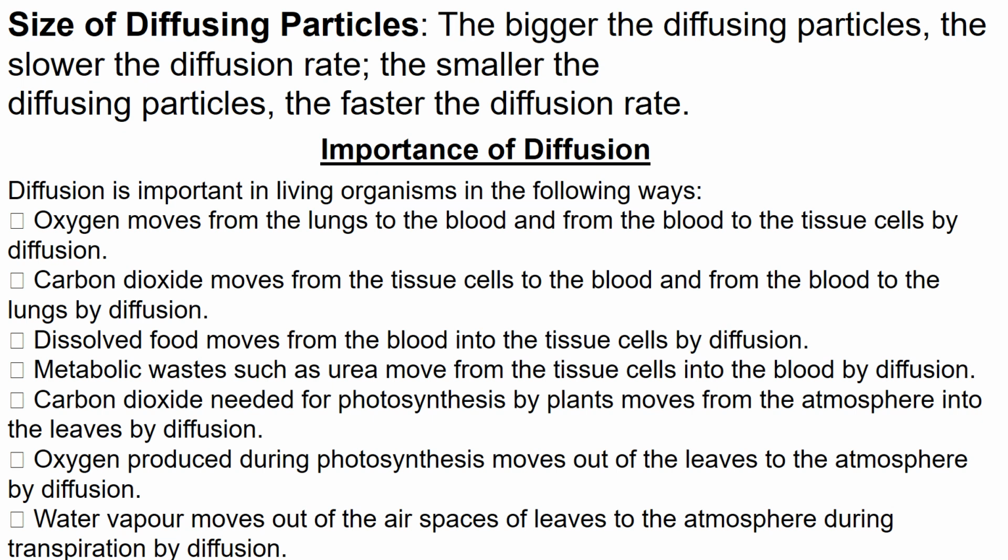Also, metabolic waste such as urea moves from the tissue cells into the blood by diffusion. Then we have carbon dioxide, which is of course needed for photosynthesis by plants. Oxygen produced during photosynthesis moves out of the leaves to the atmosphere by diffusion. Water vapor moves out of the air spaces of the leaves to the atmosphere during transpiration, and that is correct.